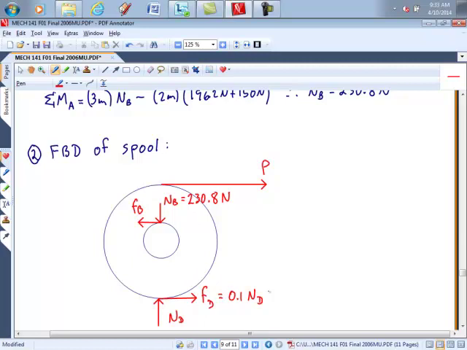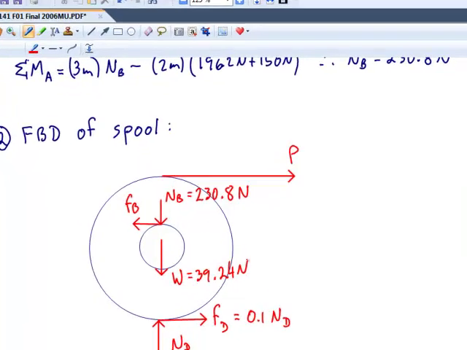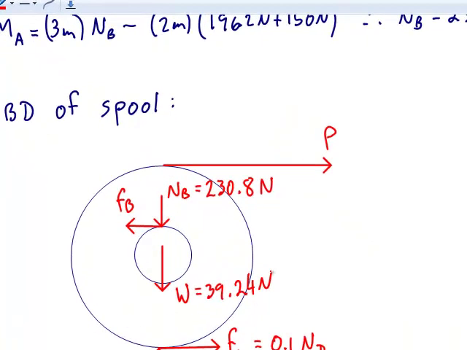Okay, what else? It did have a weight. Well, it had a mass. 4 kilogram spool. So we can write its weight in. All right. What next?